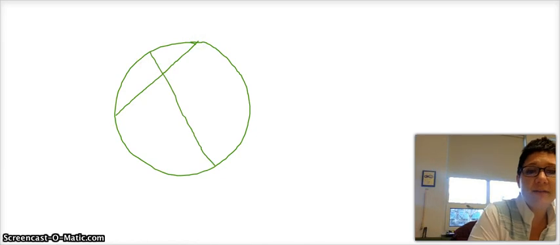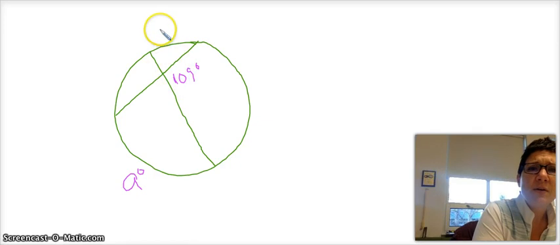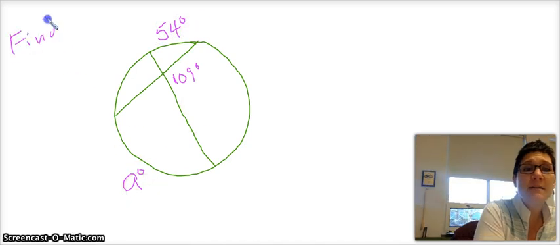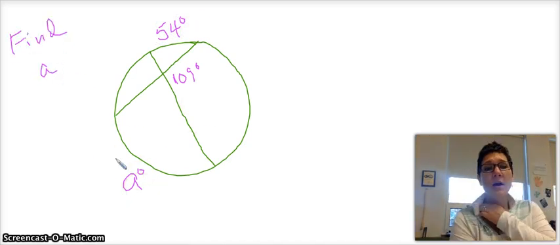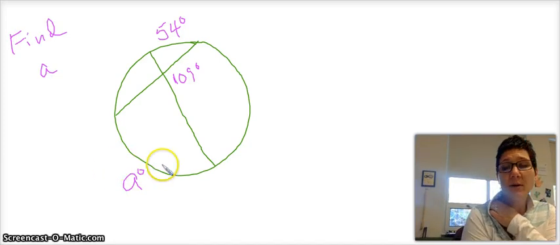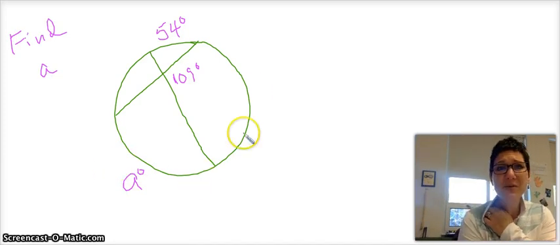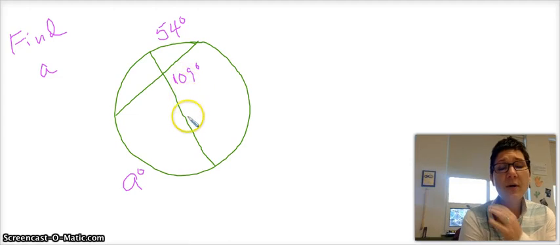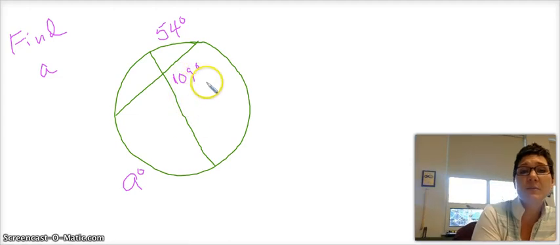I'm going to make you guys figure this one out. I want to know what a degrees is, if this is 109 degrees and this is 54 degrees. I want to find a. I hope you guys hit pause now. Can you please hit pause and figure this one out on your own? If you hit pause, I'm very proud of you, and you actually went and figured it out.